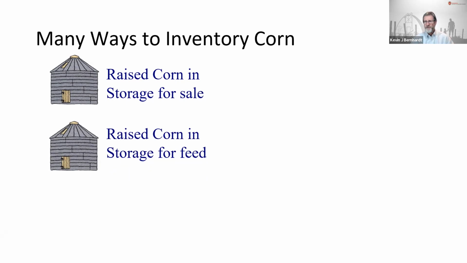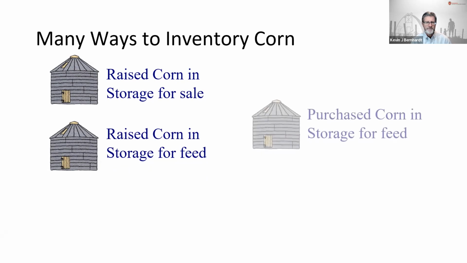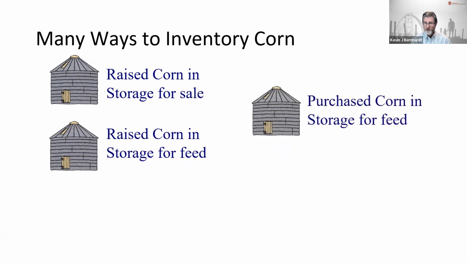One of them we're going to sell, one of them is an input, but they both were raised on the farm in that case. We also might have purchased corn that we have in storage on the date of the balance sheet that we have the intent to feed. So that could be a different kind of inventory, but it's still corn.